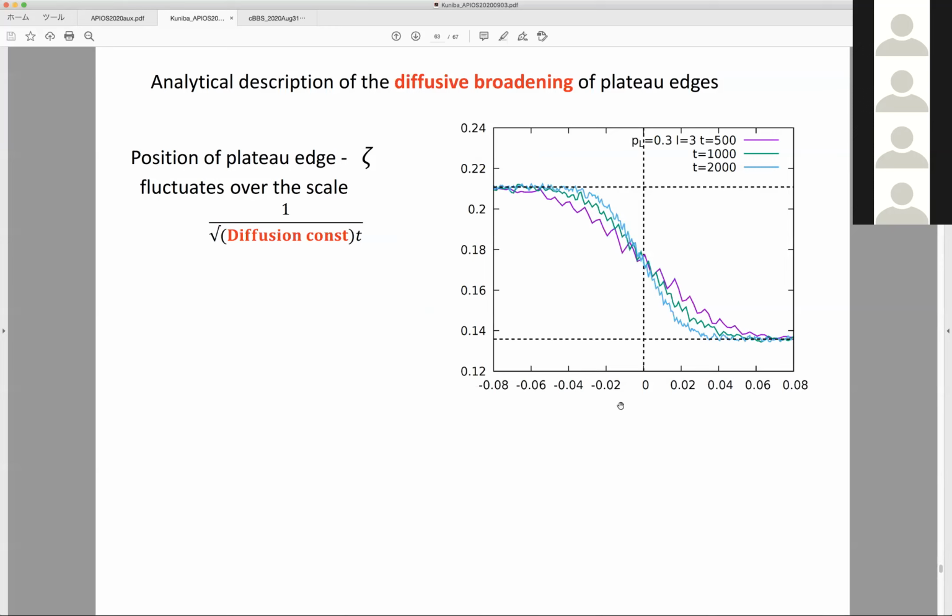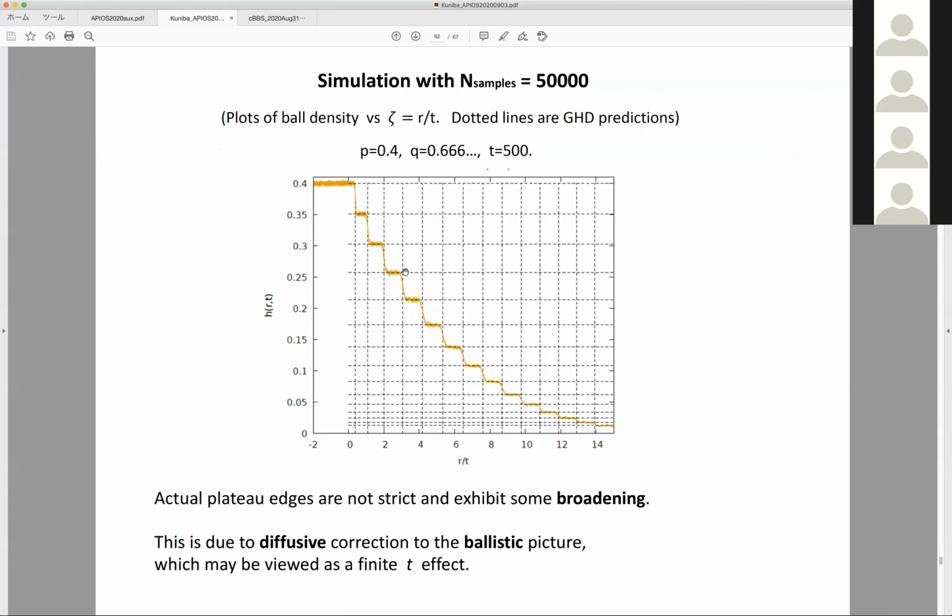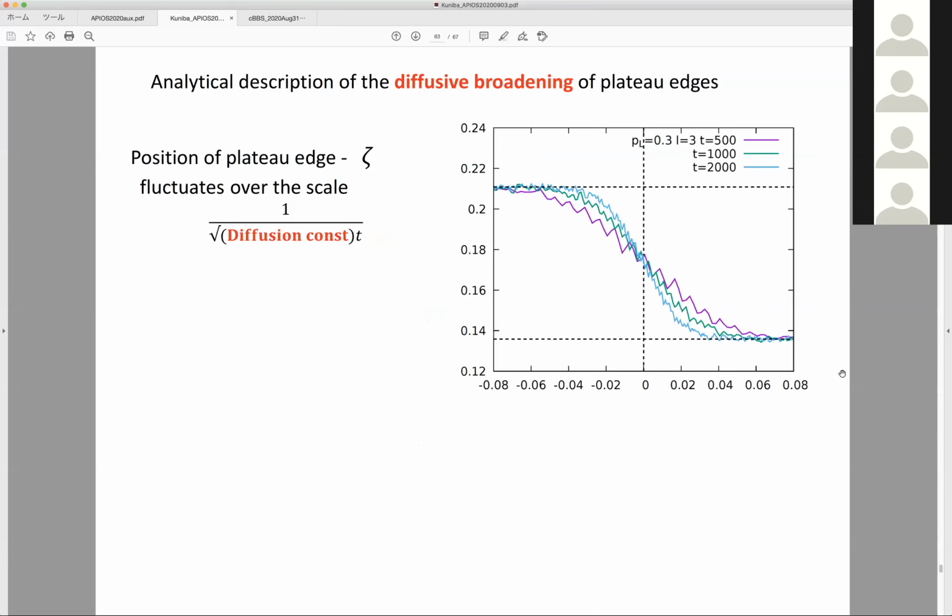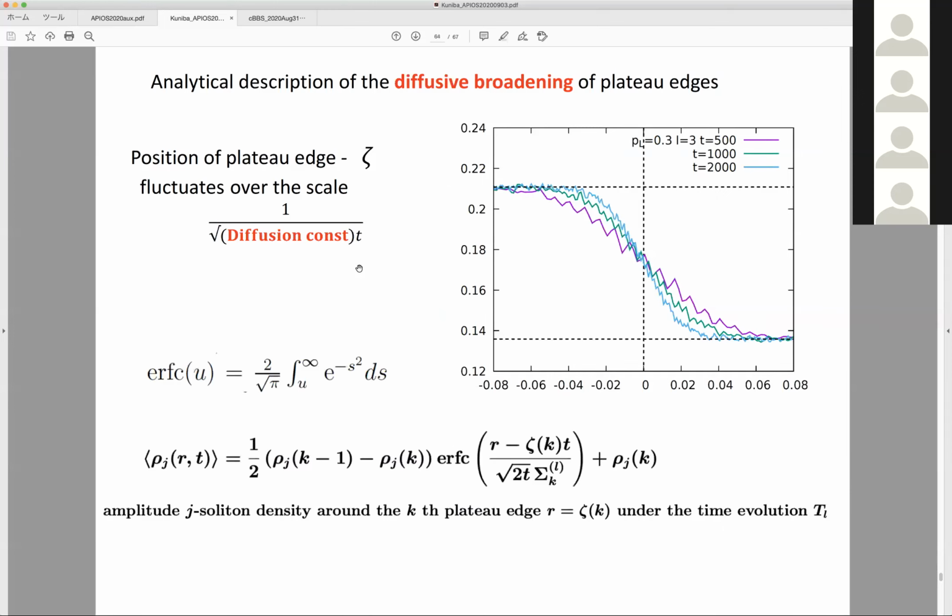So this is a zoom onto a particular plateau edge. If you magnify the horizontal axis, then we certainly observe a broadening of the plateau edge like this. This is the time scale. And on general grounds, we expect that this broadening is a diffusive effect. Namely, this broadening is proportional to the inverse of the square root of t, where this proportionality constant is the very important diffusion constant. And in terms of this diffusion constant, the formula should be given in the vicinity of this plateau edge like this.